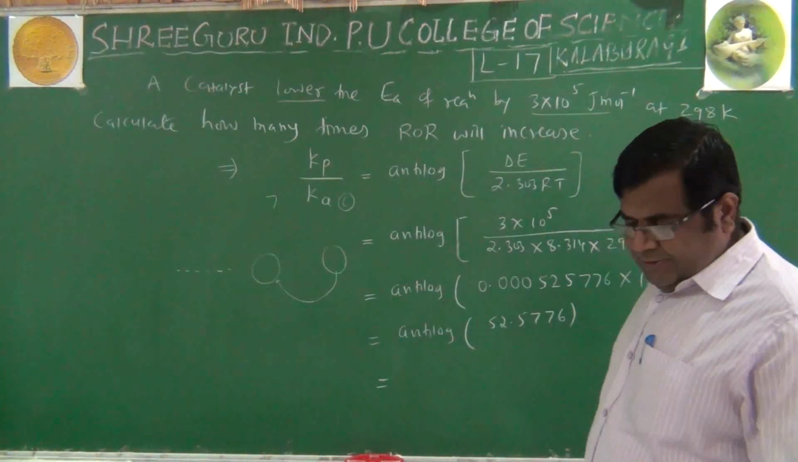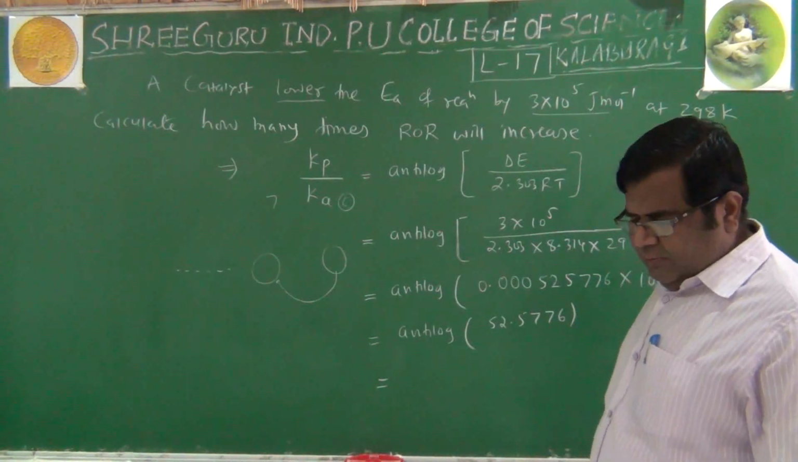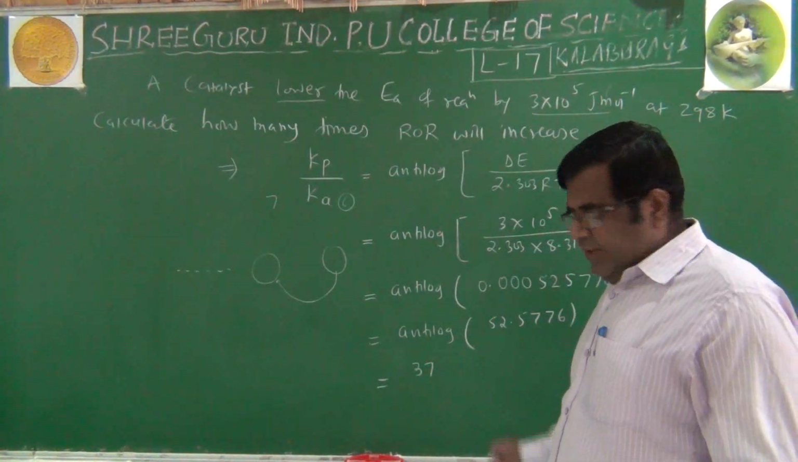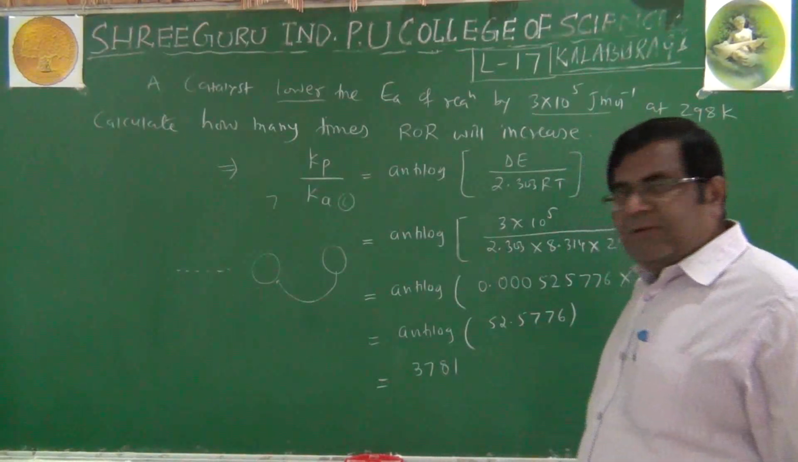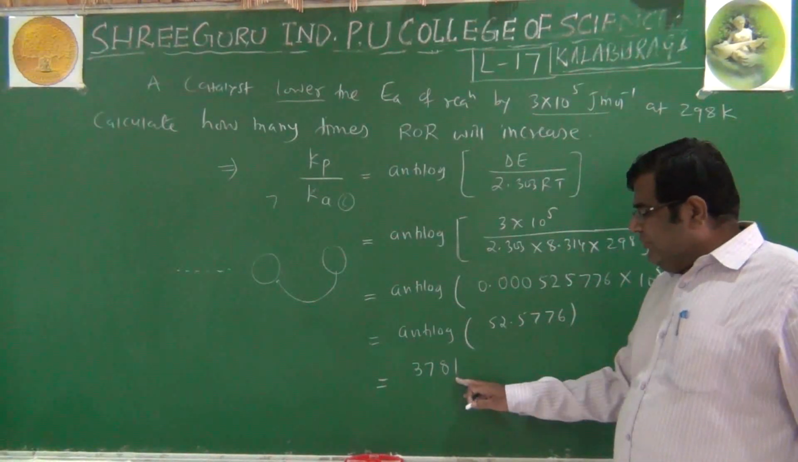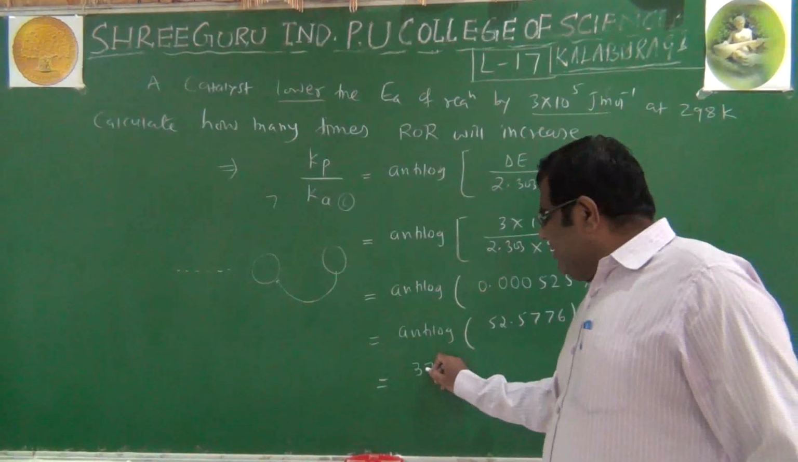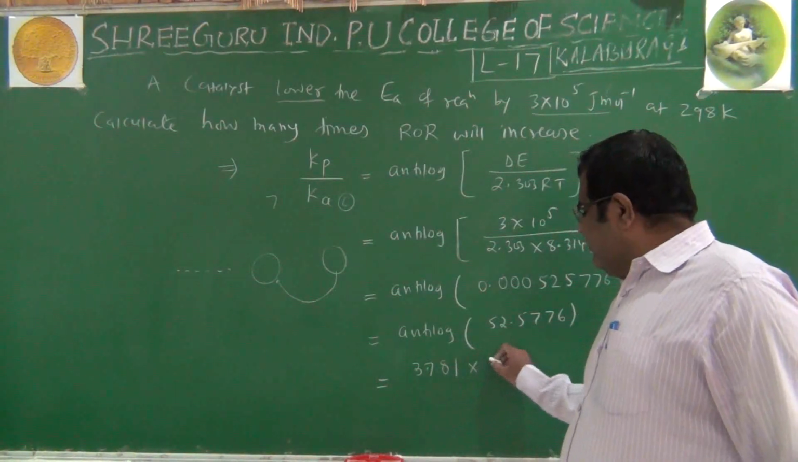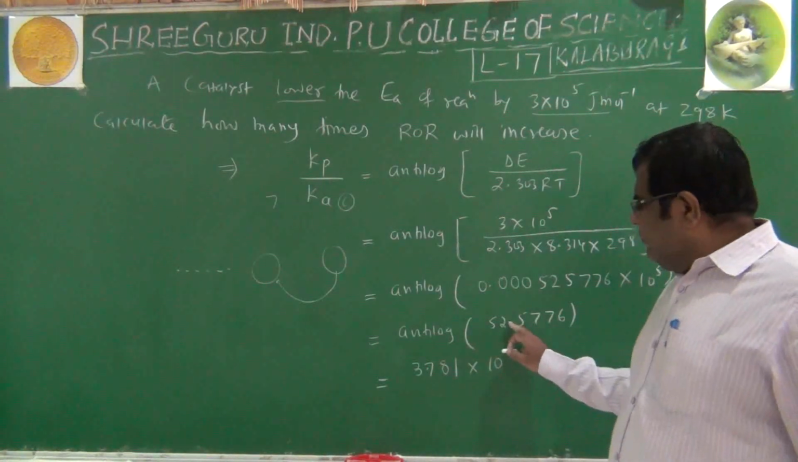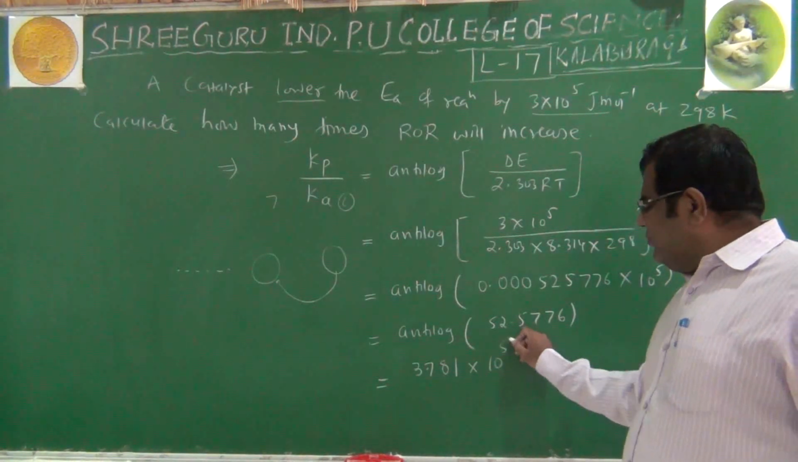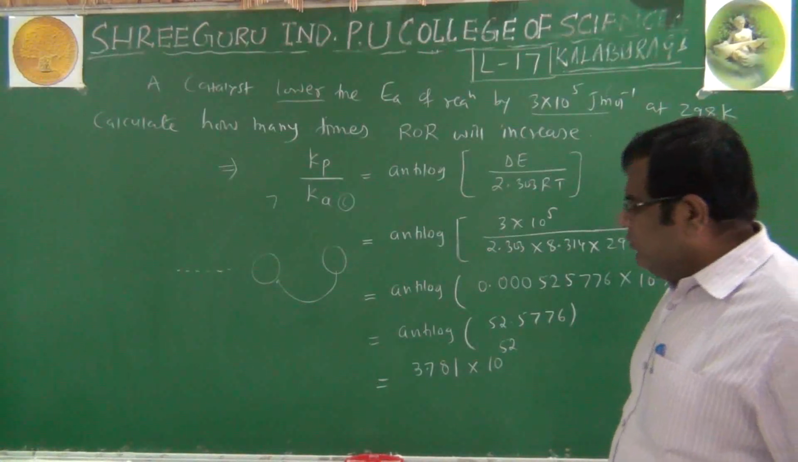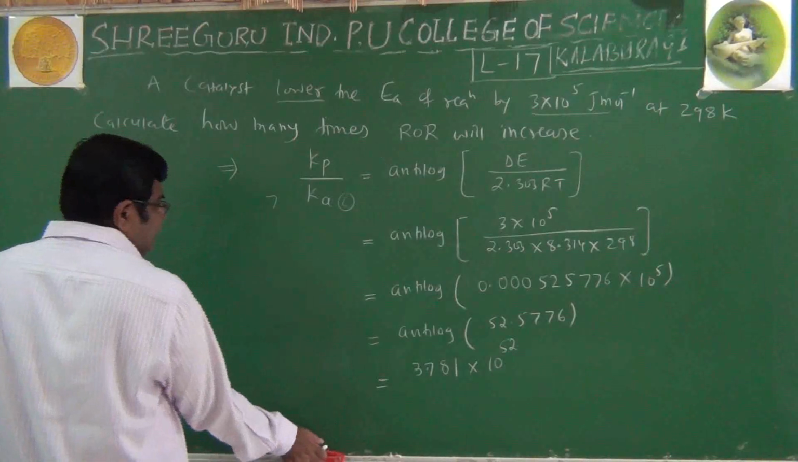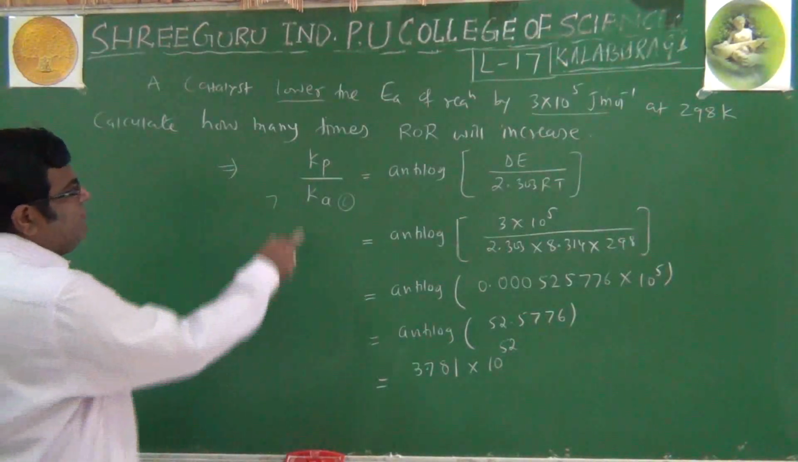If we do that, we'll have these 4 digits, 3781. We have to put the decimal point after 1 digit, multiplied by 10 raised to, before this decimal point is 52. We have to write this as 52. So this is our answer, because that's why the rate of reaction is increased in presence of catalyst.